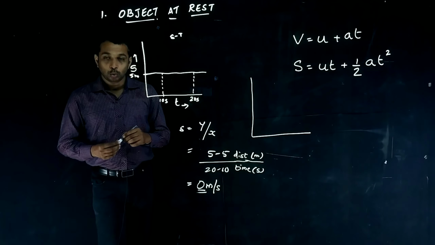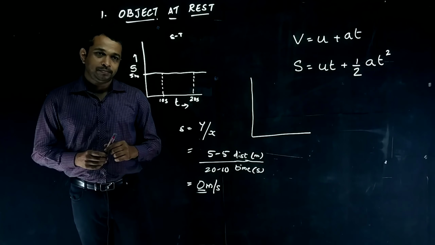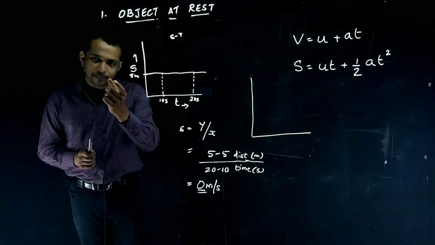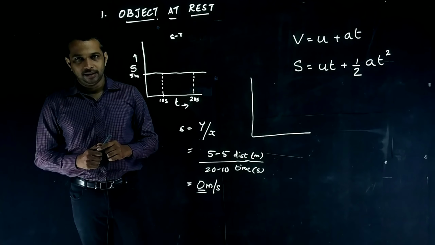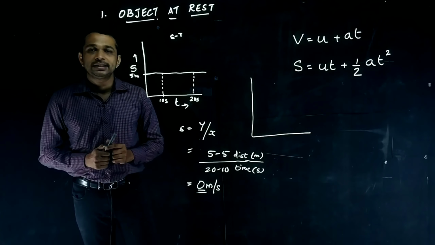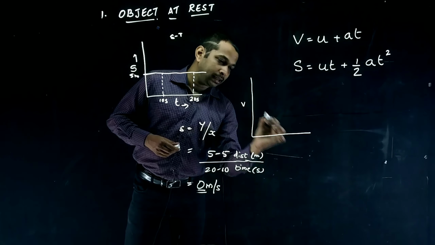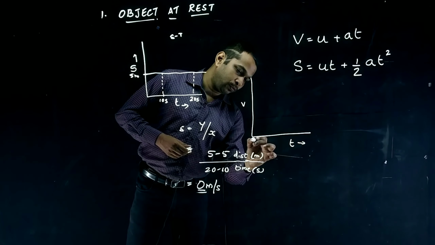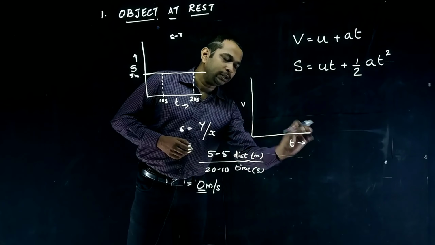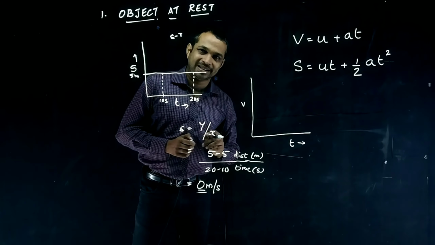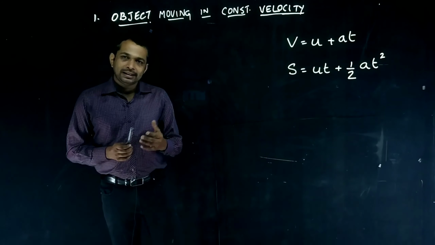So what can you interpret from this? The slope of a distance time graph will give you the magnitude of the velocity, right? And here what is the magnitude of that velocity? 0. So here the velocity time graph will be going along the x-axis. Okay, so this is the first case. Let's take the second case.